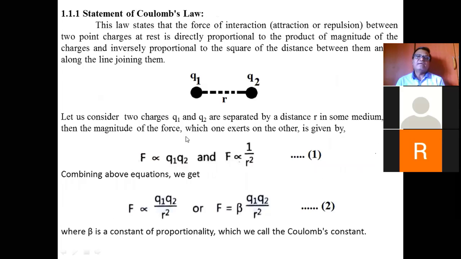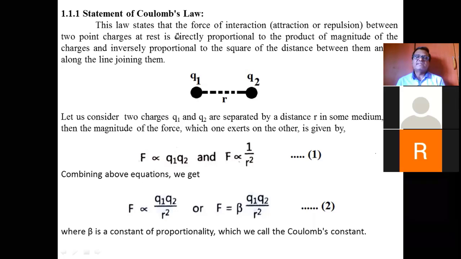Now we have to define Coulomb's law. The statement of Coulomb's law: this law states that the force of interaction, attractive or repulsive, between charges. If there are two charges, suppose Q1 and Q2, separated by a finite distance r, then how much is the force of interaction between these two charges? That is given by Coulomb's law.